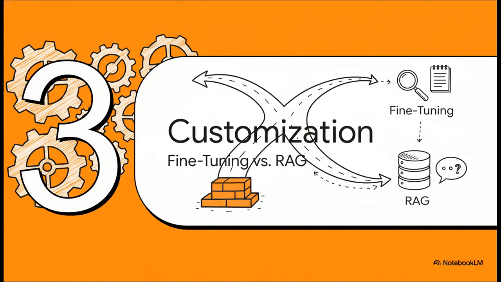All right, so you've got your foundation built. It's solid. Now you come to a major fork in the road, a real customization crossroads. The question is, how do you teach your app about your specific world? Your company's data, your product manuals, whatever it is. And for that, you've got two main paths to choose from. One is called fine-tuning, and the other is a really cool technique called RAG.